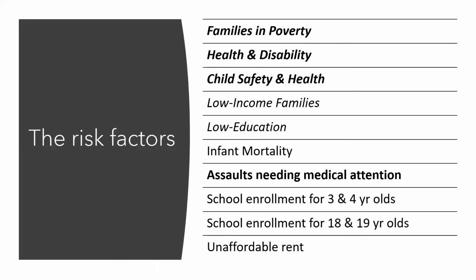So these are the risk factors that were included in all of our models. The ones that are in italics are actual factors that are aggregates of additional variables that I want to discuss as well. What isn't in italics are individual variables that we have, like the rate of infant mortality, a rate of assaults needing medical attention for people between the ages of 15 and 45. These are actual measurable variables.